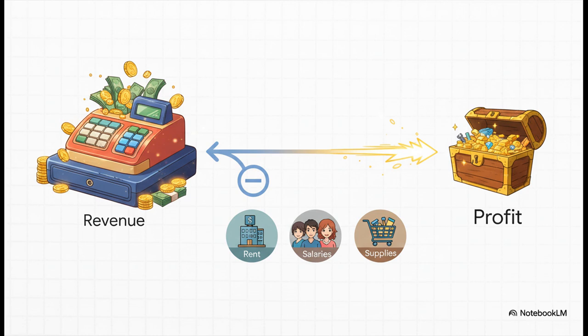And to find out if a company was profitable, the formula is super straightforward. You just take all the money it earned, that's your revenue, and you subtract all the costs you had to pay to make that revenue, those are your expenses. What's left is either your profit or your loss.